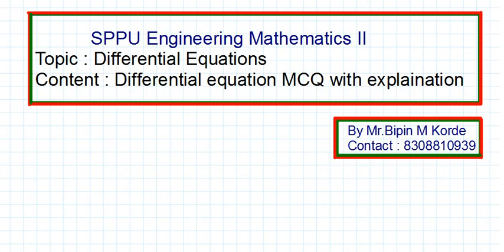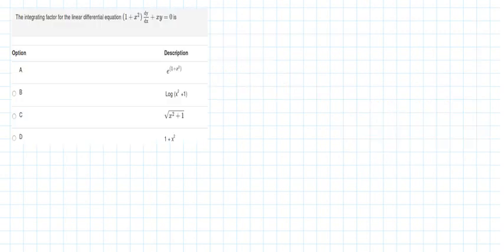Hello friends, we are solving MCQs over differential equations. So let's continue with the examples. So example number 1.